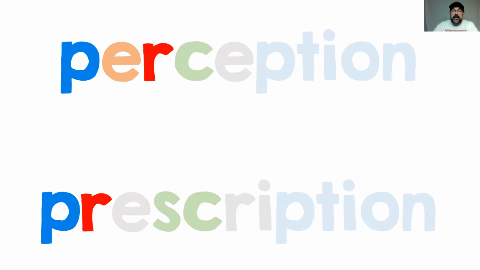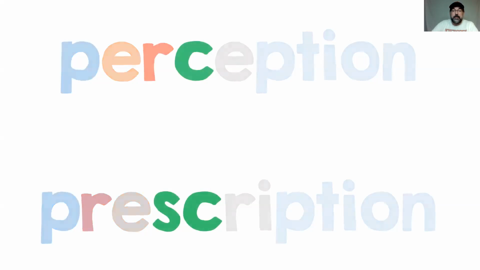We don't have a vowel yet. It's pr. Up top is per. The E comes after the R. So now we have the prefix pre, which is easy to remember because the word prefix has pre and it means before.